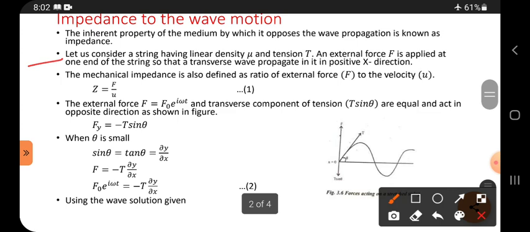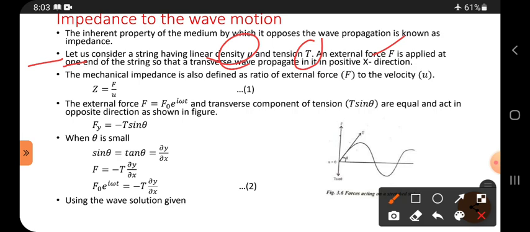Now let us consider a string having linear density mu and tension T. An external force F is applied at one end of the string so that a transverse wave propagates in it in the positive x direction. So here the string has linear density mu and tension T. It gets a tension when it is suspended with some weight, or when it is fixed between two rigid supports. Here we are applying an external force F.